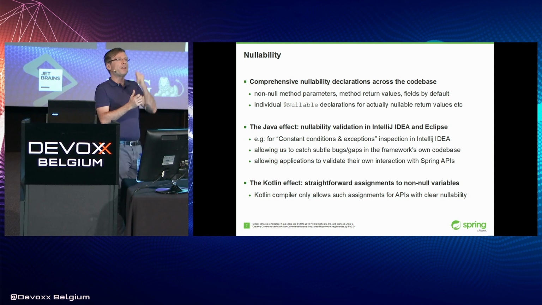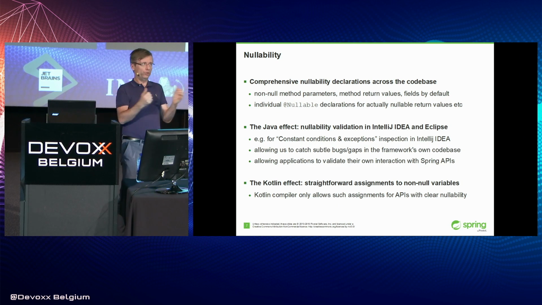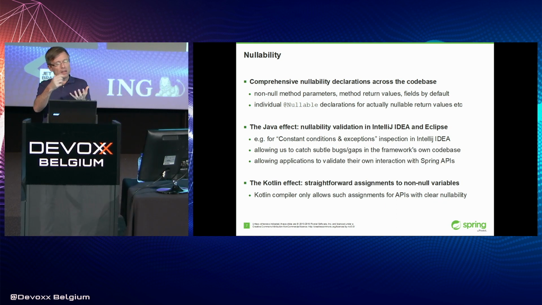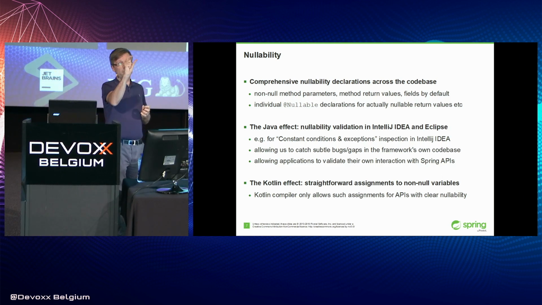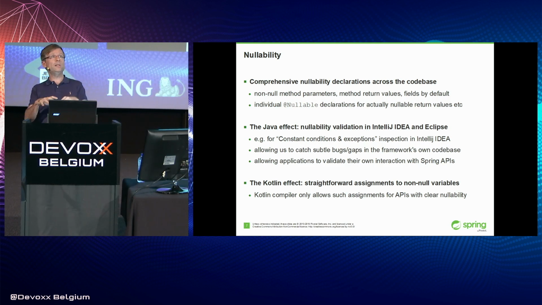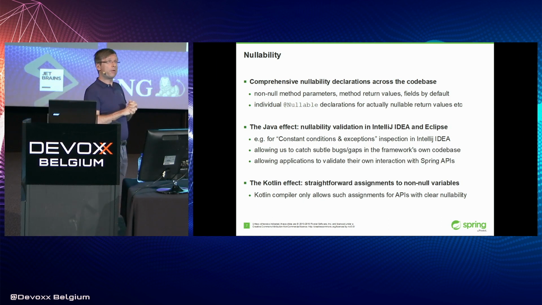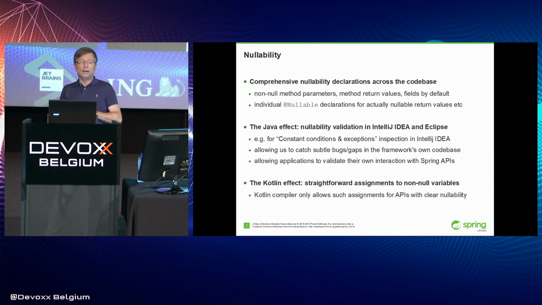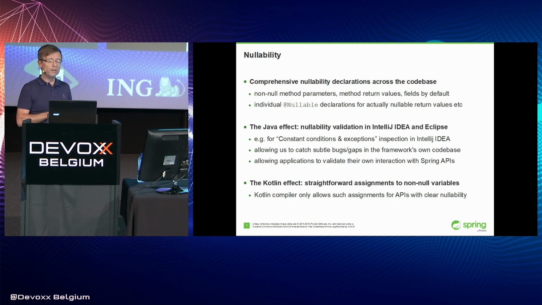If the BeanFactory getBean method says nothing at all, basically non-null by default, then you will never get null out of it. A method will return null only if it's annotated with @Nullable. The same applies to the parameter level for incoming parameter values. This is enormously useful for our own purposes. We validate the entire code base with the use of IntelliJ IDEA primarily, because that's what most of us are using. There's a particularly interesting one that I'm highlighting here, the constant conditions and exceptions inspection.